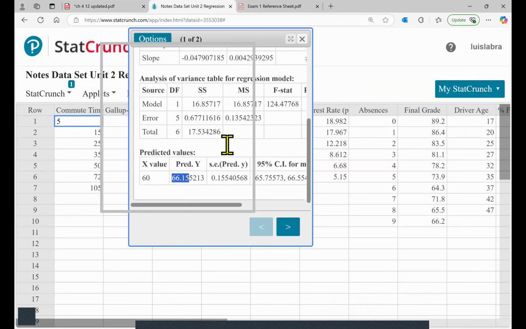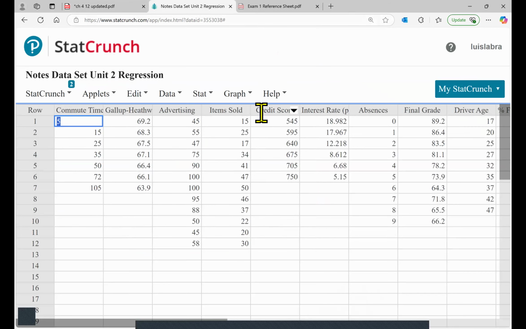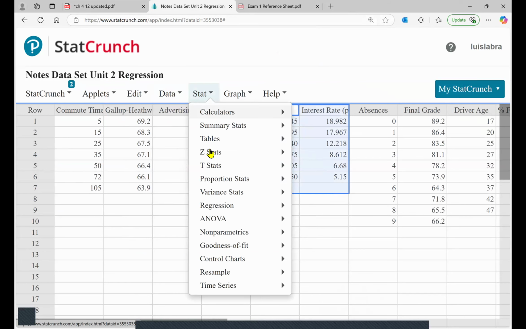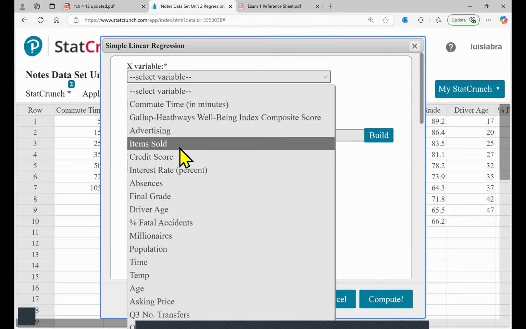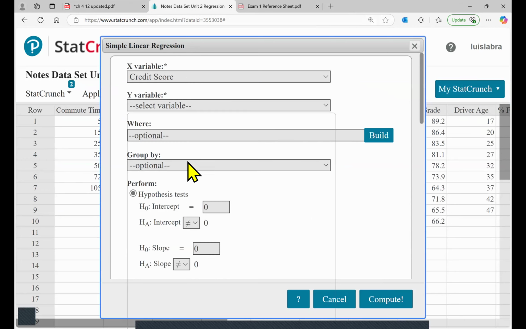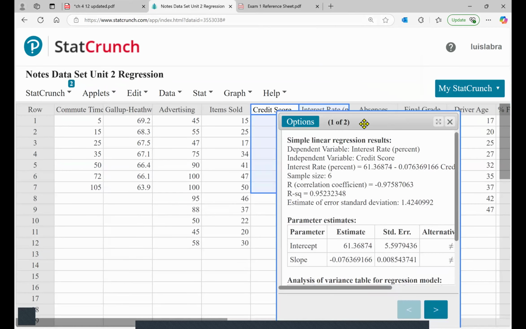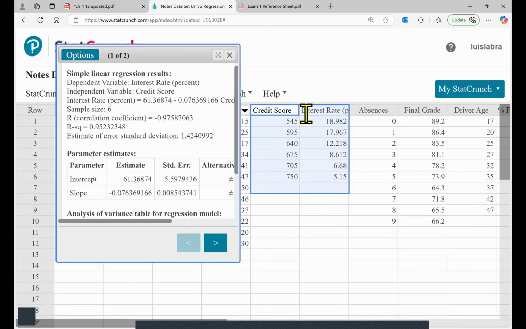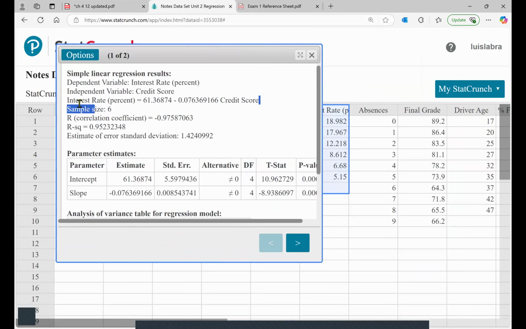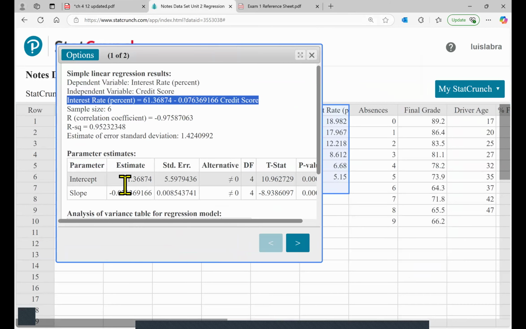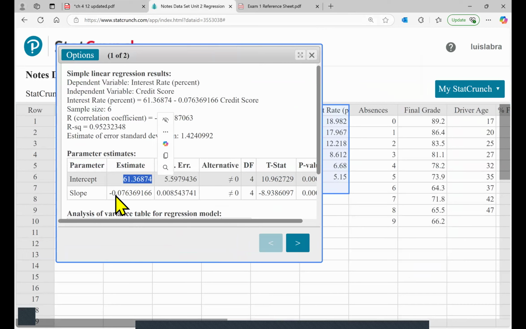So I simply would go to my data set, and I already have it here, credit score, interest rate, and we go to stats, regression, simple linear, select our X variable as credit score, and the Y variable as interest rate. And we can see that our equation is right here. So it's always the fourth line. You can also alternatively get your y-intercept and your slope from this table here.